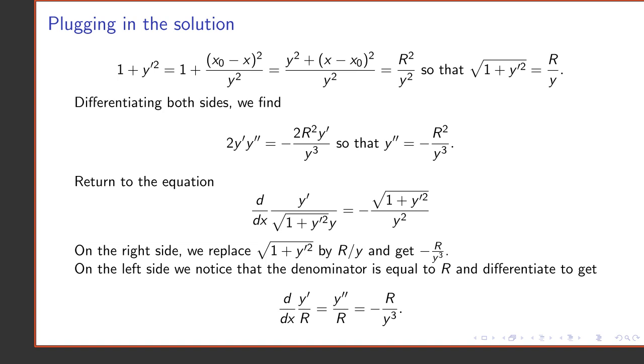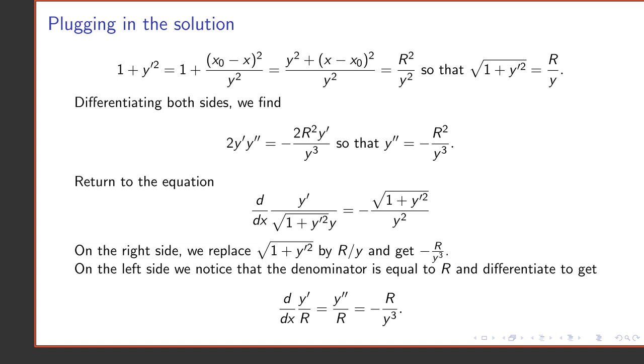Now let's go back to the original equation that we were trying to solve. On the right-hand side, I get rid of the square root by replacing 1 plus y prime squared with r over y. So this turns into just minus r over y cubed. On the left-hand side, I look at the denominator and say, hey, that looks like a function of x, but it's not. It has the constant value r, so I only have to differentiate y prime over r. That gives me y double prime over r.